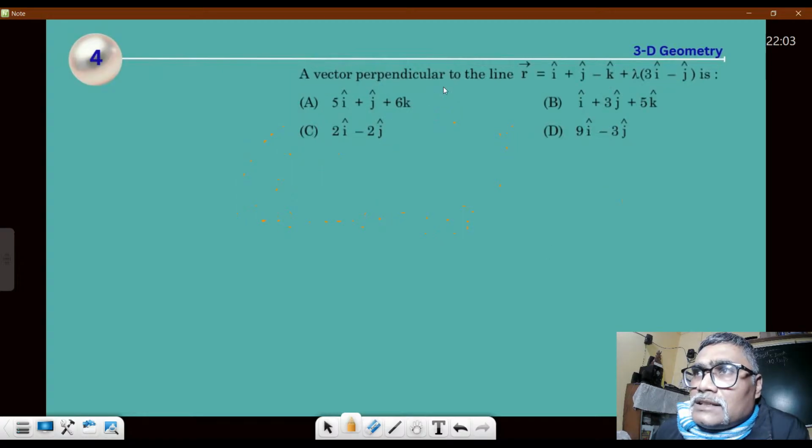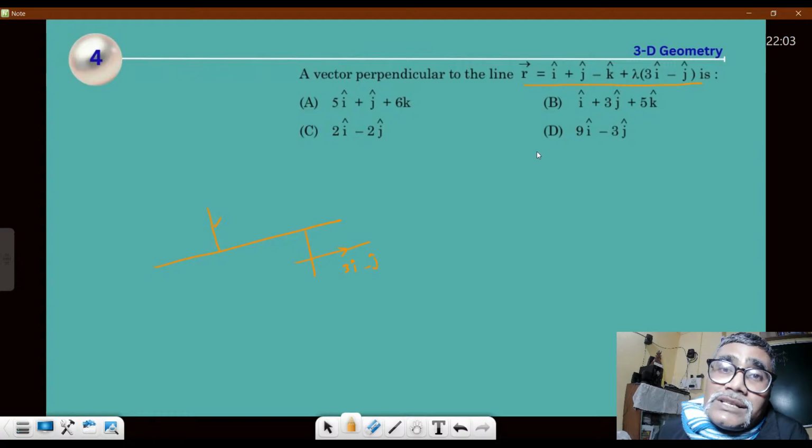Okay. A vector perpendicular to this line. Suppose this is the line, right? I know that this line is parallel to one vector. What is that vector? That vector is 3i cap minus j cap. Then they are saying out of these four lines, one line is perpendicular to this line. So if my required line is perpendicular to the given line, this line also has to be perpendicular to this line. So you just check out of these four vectors which is perpendicular to 3i minus j.